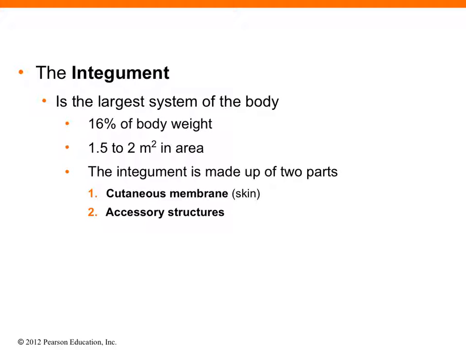Today we're going to start the integumentary system. The integument is the largest system of the body. It's 16% of the body weight and 1.5 to 2 meters squared in area. The integument is made of two parts, the cutaneous membrane, the skin, and the accessory structures.